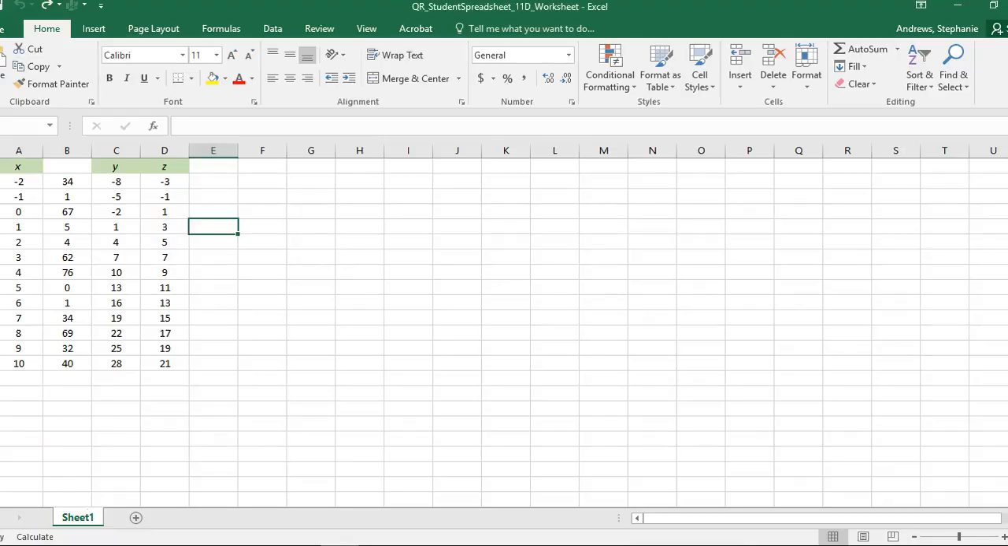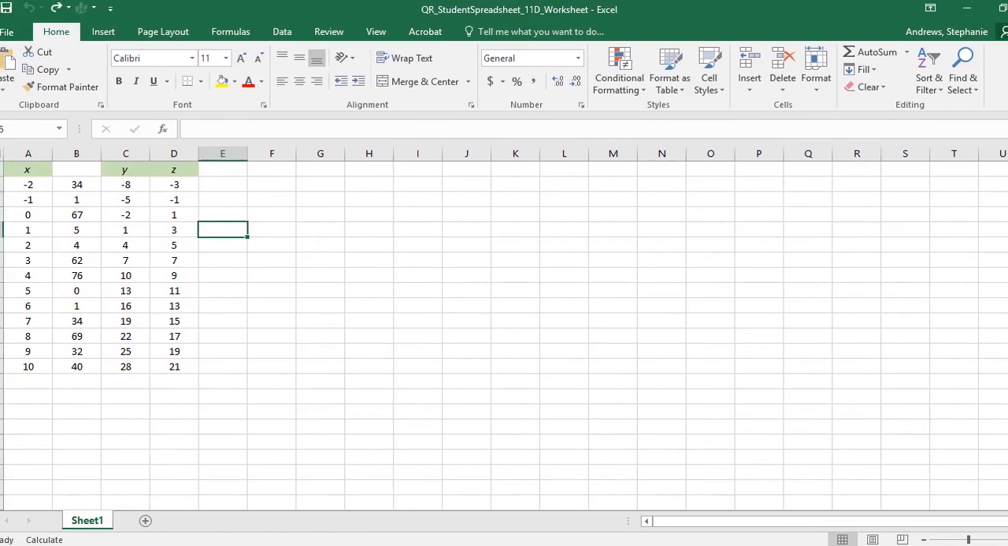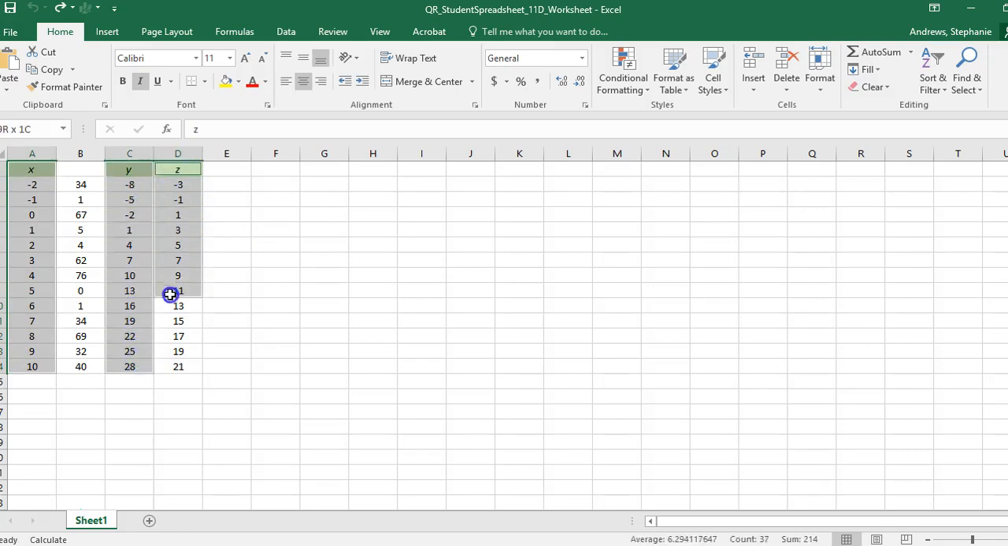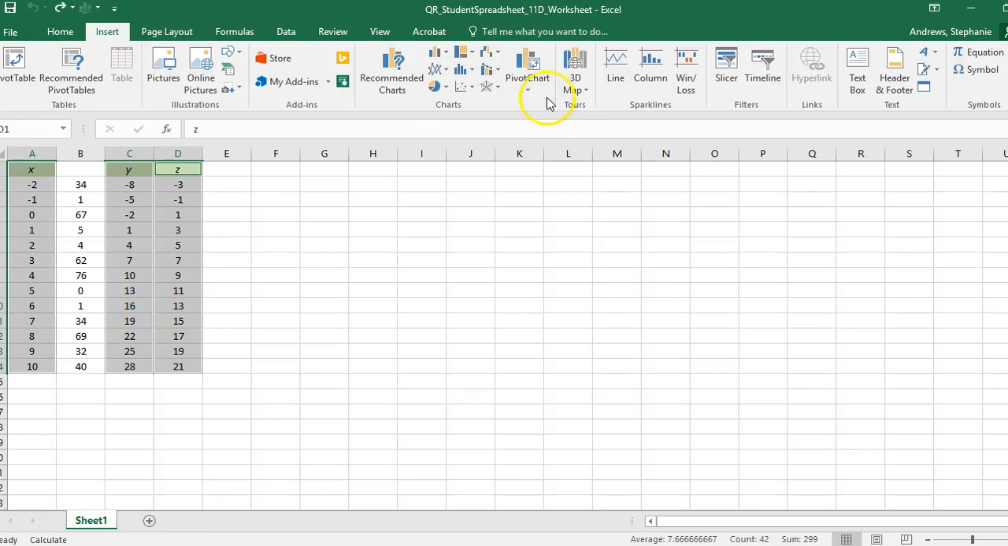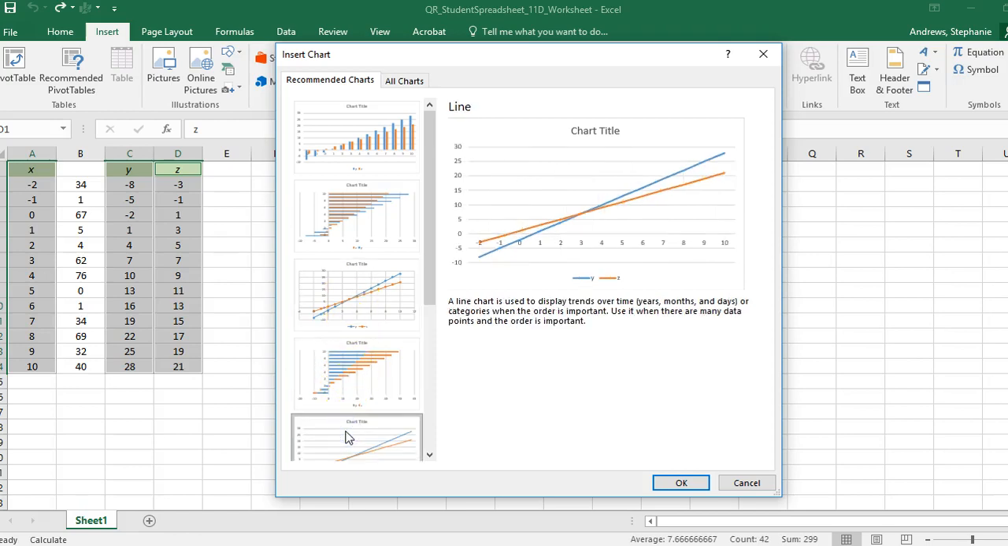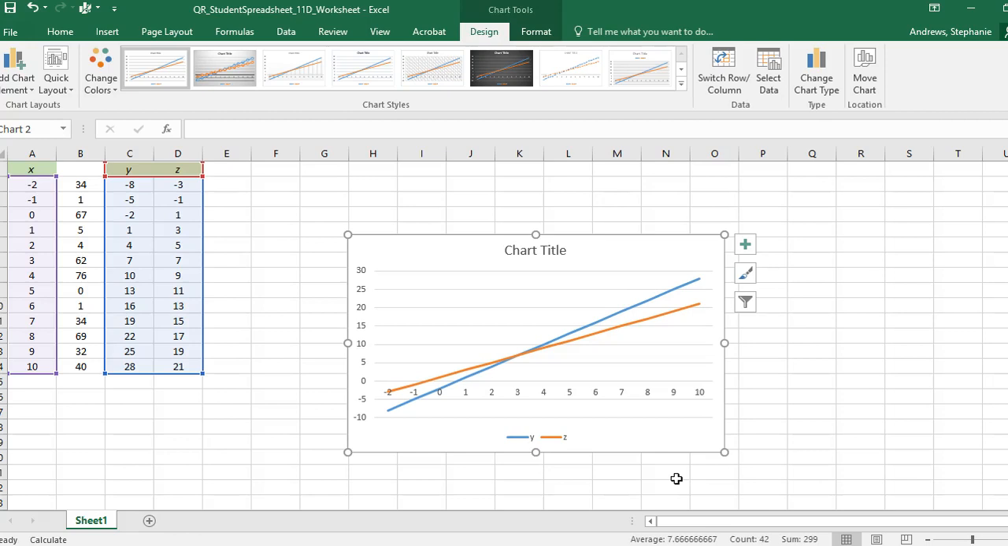So I have already downloaded the Excel file that we are looking for, and I'm going to do what they're asking us to do. I'm going to go ahead and highlight the first column and hold down the control key, and then highlight the Y and the Z. And like we've been doing a bunch lately, I'm going to go to Insert, then to my charts, and let's go ahead and graph. We can get the scatter, we can get a line. Let's go ahead and do the line. And then when we click OK, we can do chart titles and labels and things along those lines.